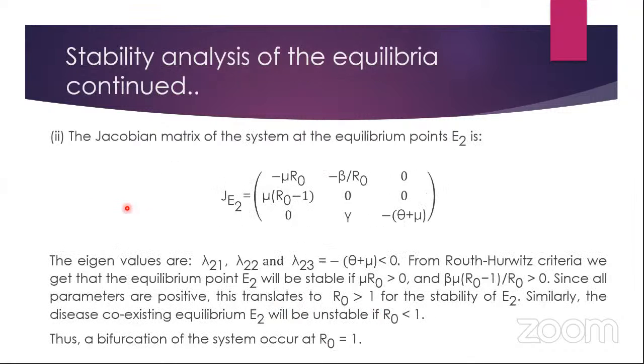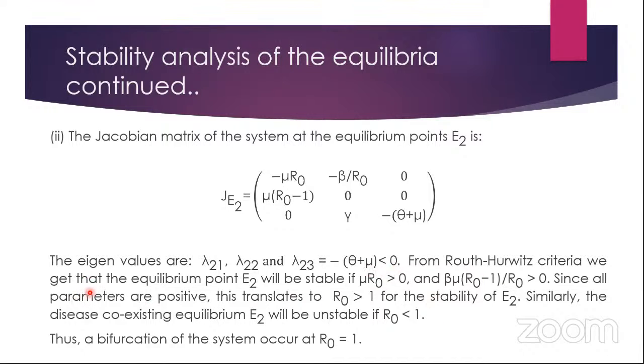And we do this stability analysis for the second equilibrium point. The Jacobian matrix of the system at that equilibrium point E2 is J2 equals minus mu R naught, minus beta by R naught, 0; mu times R naught minus 1, 0, 0; and 0, gamma, minus theta plus mu. The eigenvalues are, say, lambda 2 1, lambda 2 2, and lambda 2 3. Lambda 2 3 we can find clearly from here, minus theta plus mu, which is definitely less than 0.